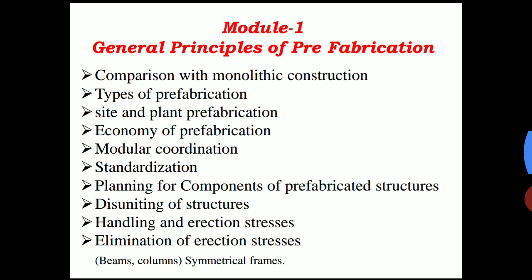Here in this subject we have five different modules. In the first module, that is general principles of prefabrication, this is just the introduction part of this entire subject. That covers module 1. It includes the comparison with monolithic construction, and then the types of prefabrication, which have been classified based upon the different structural members, the amount of production, I mean the quantity of production, and the type of manufacturing process.